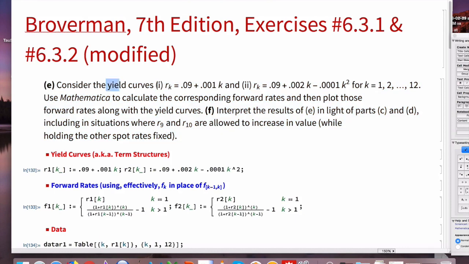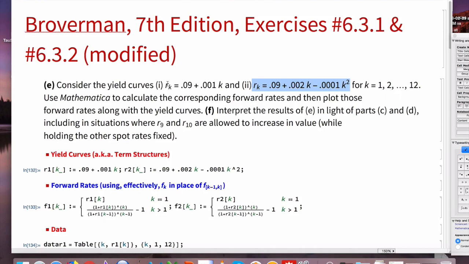We're going to consider two examples, two yield curves, in other words, term structures, one that's linear, this first one, and a second one that's quadratic. As k goes from 1 to 12, actually in the textbook, k only goes out to 10, but it turns out to be a little bit more interesting, especially in the second example, to let k go out to 12 because it's nonlinear and it ends up being an increasing function at first and then decreasing.